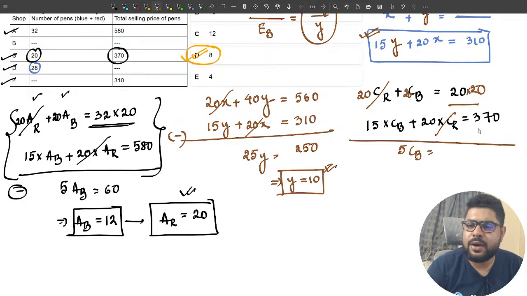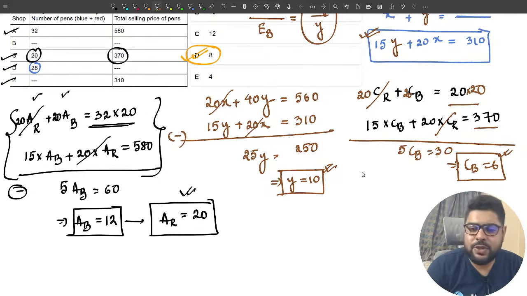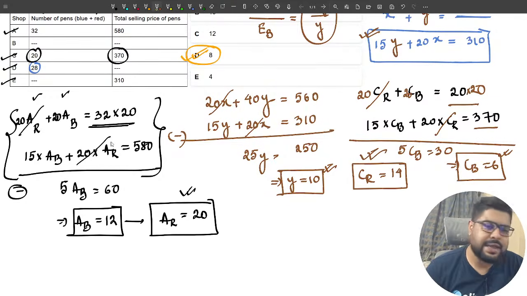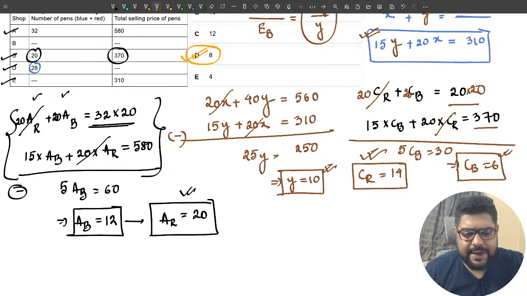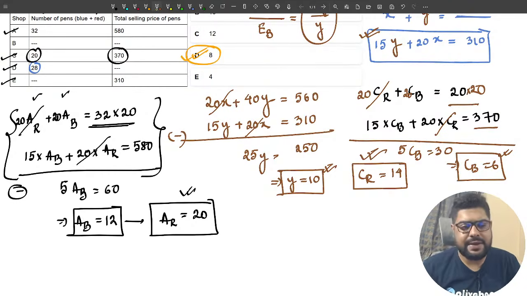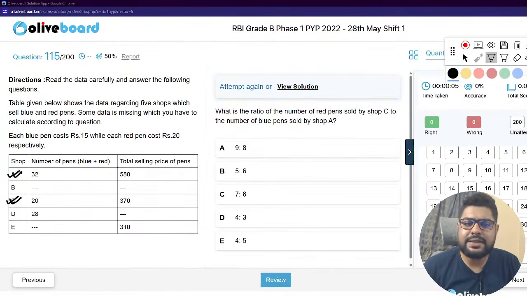That will be 400 minus 370, which is 30. CB will be 6. So blue pen is 6. So CR will be what? Red pen total is 20. So this is 6, so this has to be 14, sir. Khatam. Now what are they asking? Whatever their question is, we can most definitely answer.